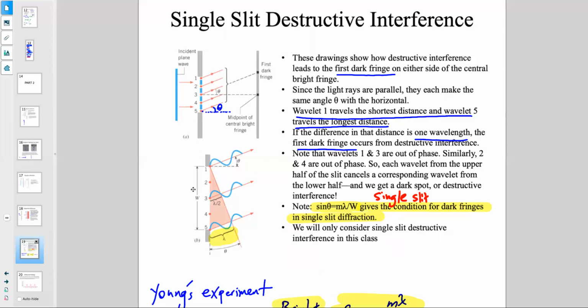We will only consider the single slit destructive interference in this class. So I'm not going to ask you about the constructive interference. So no constructive interference here.